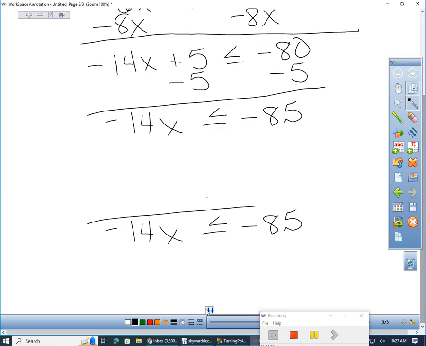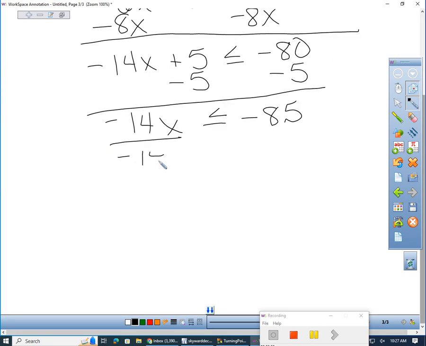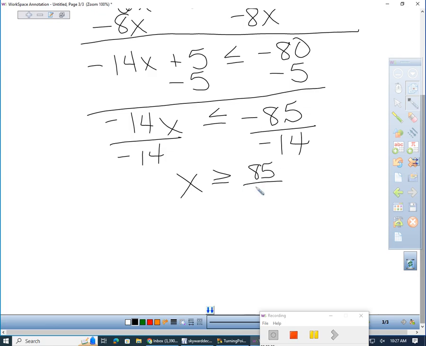All right, now what do I do? Divide by negative 14. Perfect. Because I am dividing by a negative, I have to flip this inequality to greater than or equal to. Negative 85 over negative 14 reduces to what? 85 over 14. That is it.